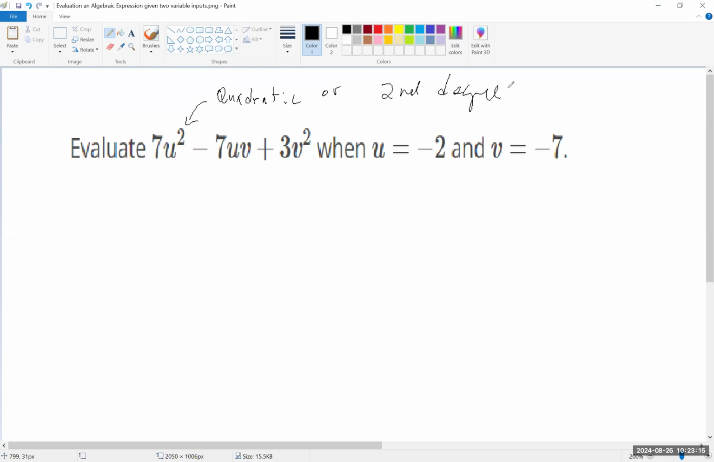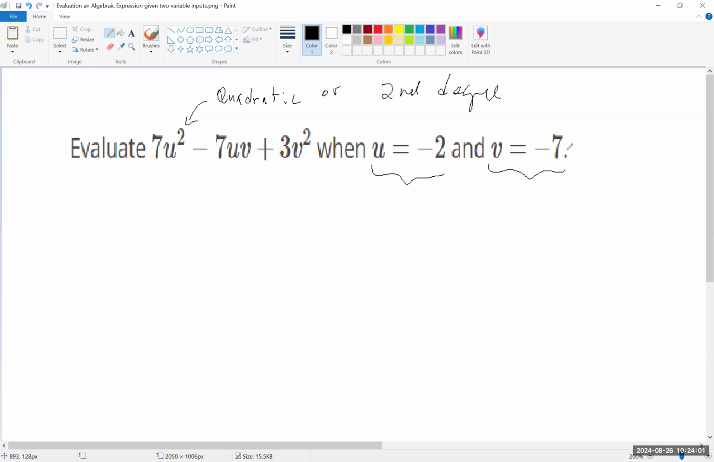You have to learn the terminology of how to explain what these things are. That way you are able to understand your instructors when they say something as you go and take more and more advanced classes. So this is a quadratic or a second degree polynomial in 2 variables. You're given the values of the inputs that you're gonna utilize. And so we're gonna make a substitution. Though nobody used the word substitution in the problem. So that's something you have to infer.